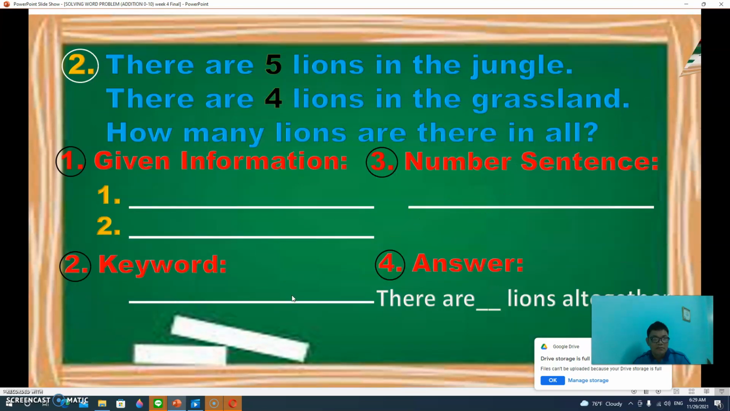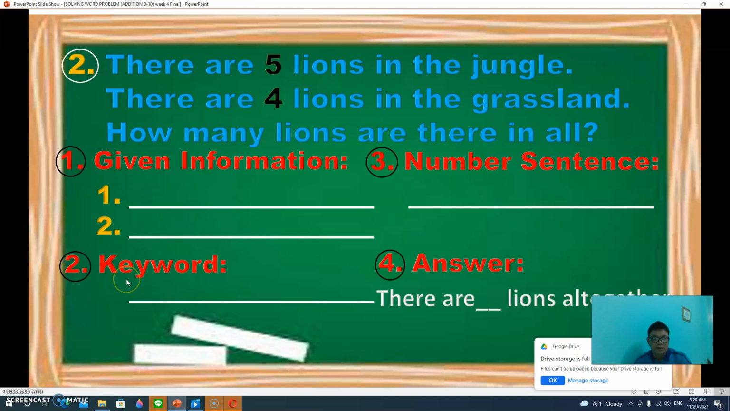So number 2 on the worksheet. So there are 5 lions in the jungle. There are 4 lions in the grassland. So how many lions are there in all? Okay, number 1, given information. There are 5 lions in the jungle. And number 2, there are 4 lions in the grassland. So that is the given information.